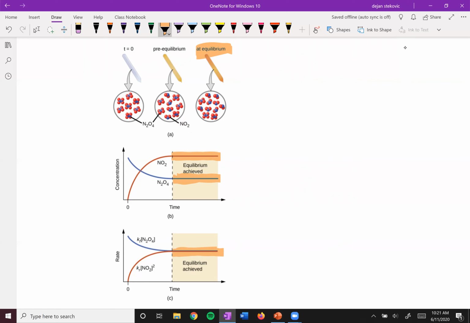And so another thing important to realize is that the amount of reactants doesn't go to 0 and the amount of products doesn't go to 100%. There's still sometimes a mixture of reactants and products even at the end of a reaction.